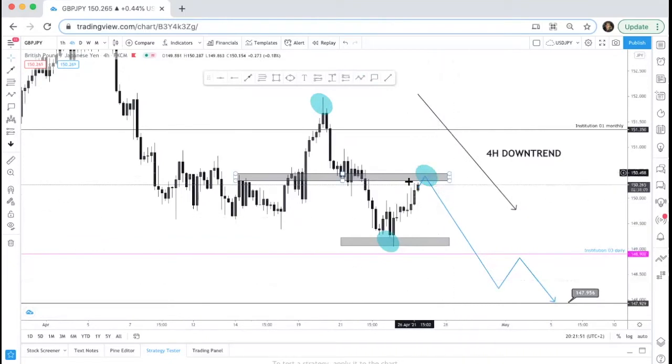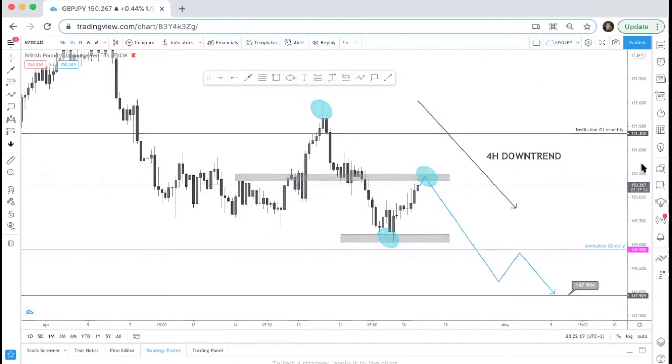We'll look for bearish momentum or bearish candles forming around here. This level right here is on the 1-hour time frame. It looks a lot clearer than what it does right now. But that is what we're looking at on this 4-hour time frame GBP/JPY.